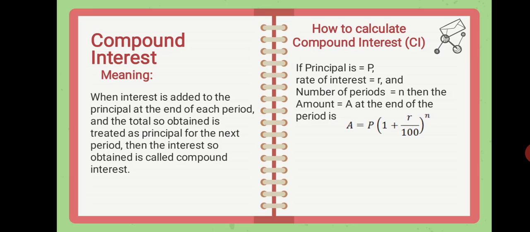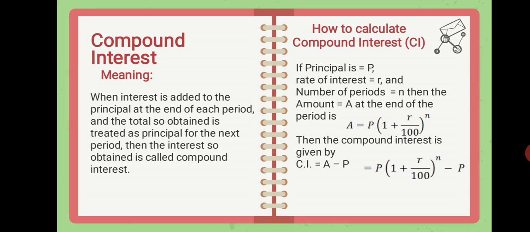By using this formula we can calculate the amount. So in compound interest compounded half yearly, quarterly and monthly, the formula will be the same, but the value of rate of interest, it means R, and number of periods are different according to the compounding. Then the compound interest is given by compound interest equals A minus P, it means amount minus principal.